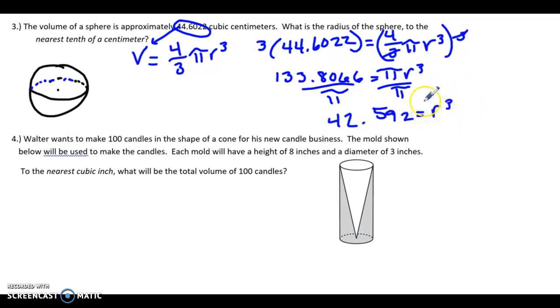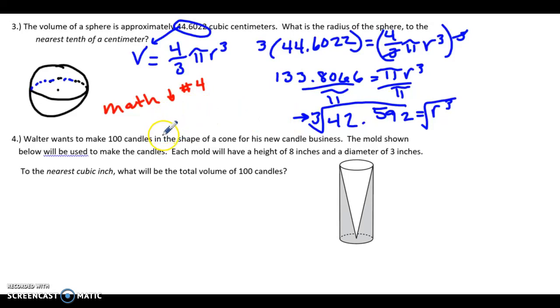Okay, so what do we do here? This is the tricky part. To undo a cubed, you have to take the cube root. In your calculator, you're looking for something with a little 3. So on your calculator, you're going to use the math button, and scroll down to number 4. And that will give you that cube root. So you can just type that right in your calculator.